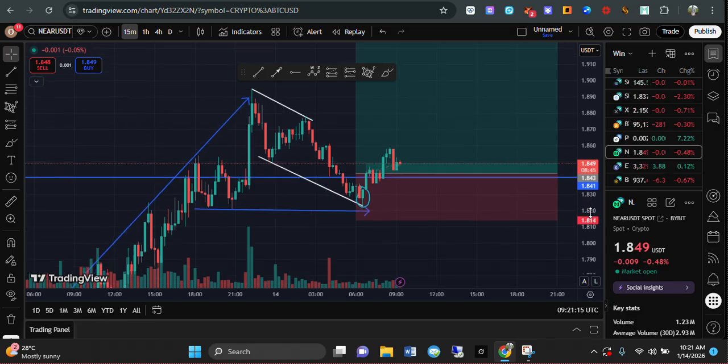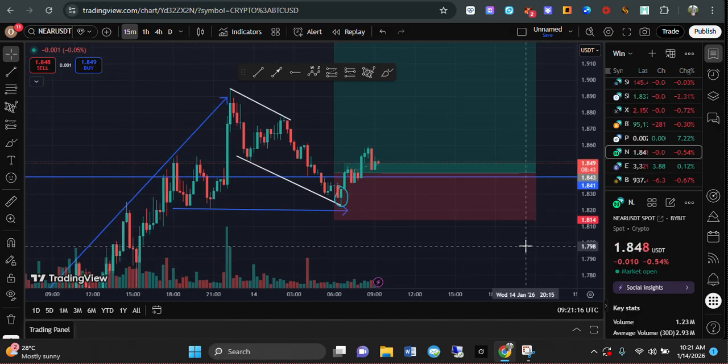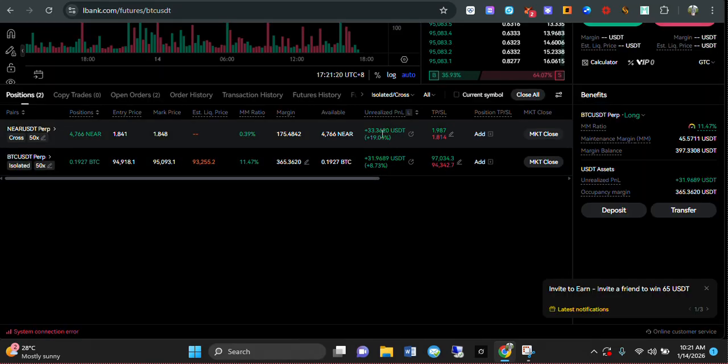I hope you understand it step by step, and in case you don't really understand it well, you can start from the beginning and take it bit by bit again. You can see I have the trade running right here. This is the trade using the LBank trading app. This is the trade currently. You can see I'm running on 33 USDT profit up.